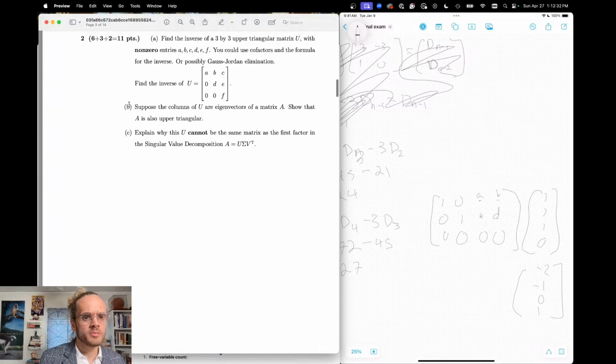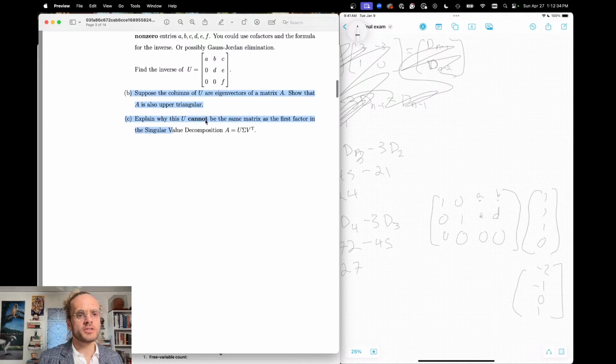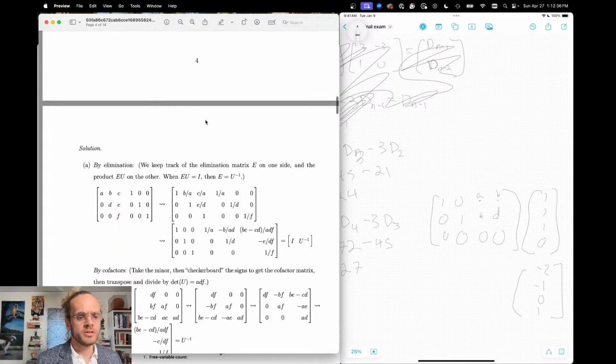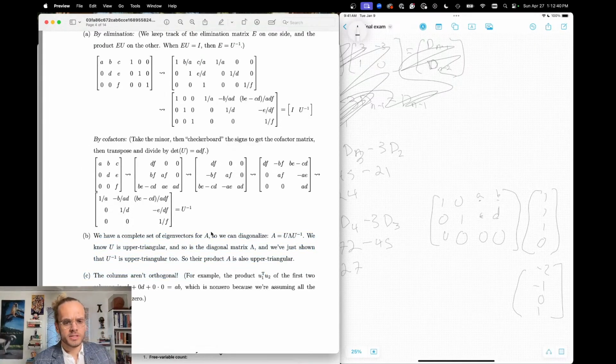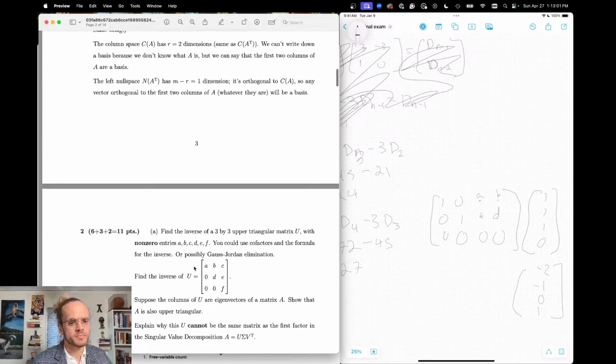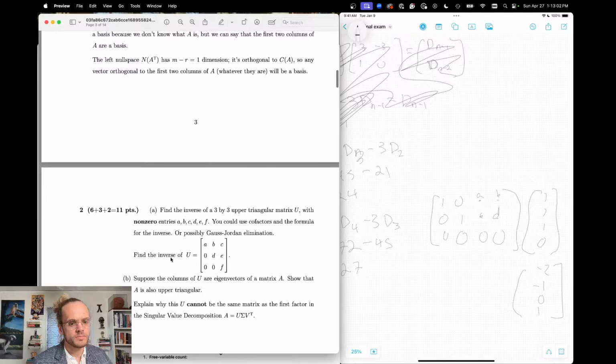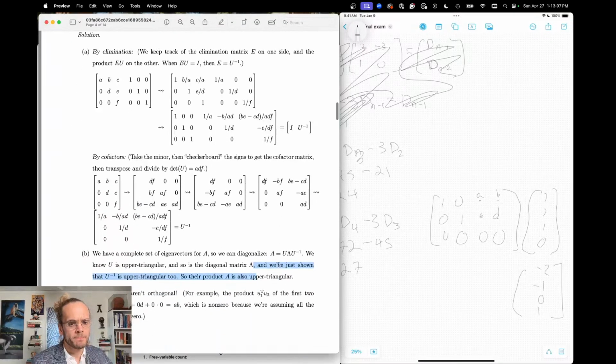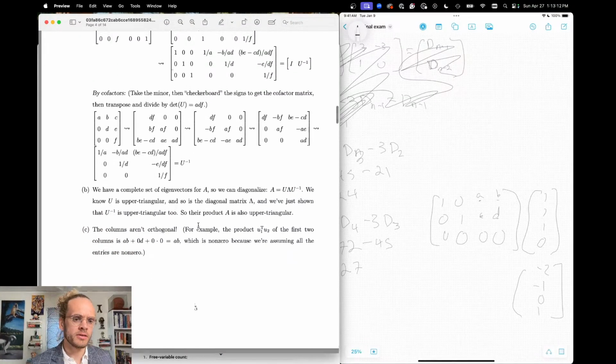What does part B say? Suppose the columns of U are eigenvectors of matrix A. Show that A is also upper triangular. We have a complete set of eigenvectors for A, so we can diagonalize: A equals U times the diagonal matrix times U inverse. We know that U is upper triangular, and so is the diagonal matrix. And we've just shown that the inverse of U is upper triangular, so their product is also upper triangular. That's an interesting solution. So it's all about diagonalization, which I never fully got down.